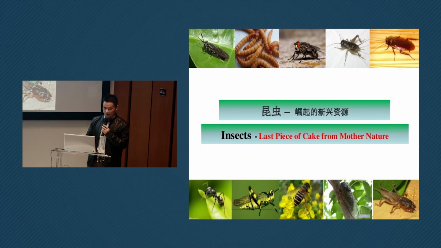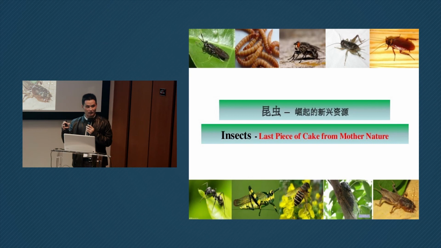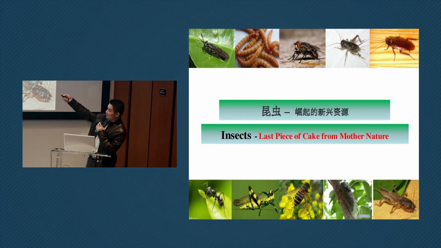So I think insects, not just edible insects, all kinds of insects, I think the coin has two sides. Insects can be the last piece of cake from our Mother Nature, and a rather new resource for all of us. In China, more and more people are now interested in black soldier fly. When I first started this project, no one was interested, no one knew about black soldier fly, no one would give you funding for your research. But now in China, you can get funding from your government.